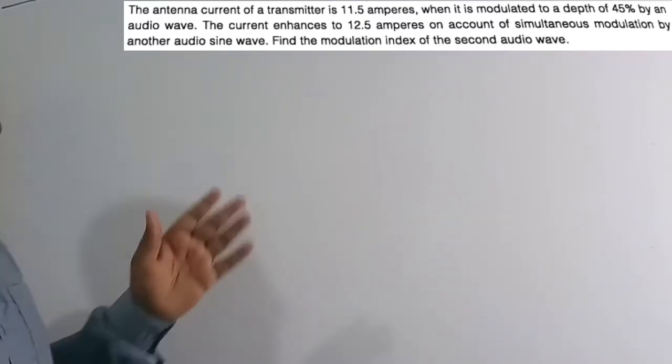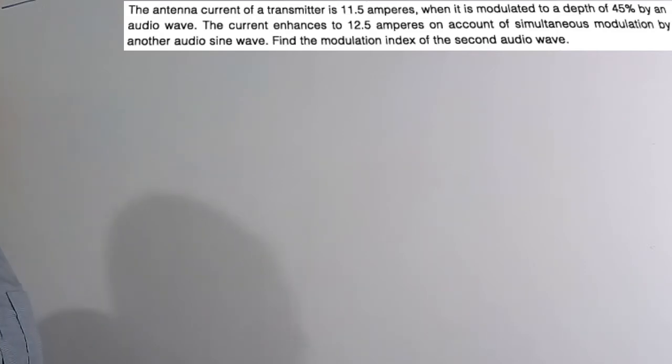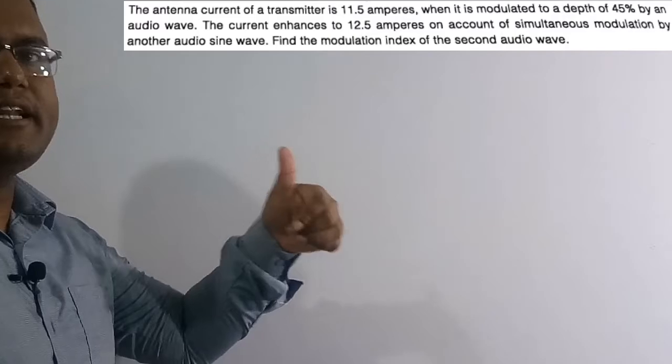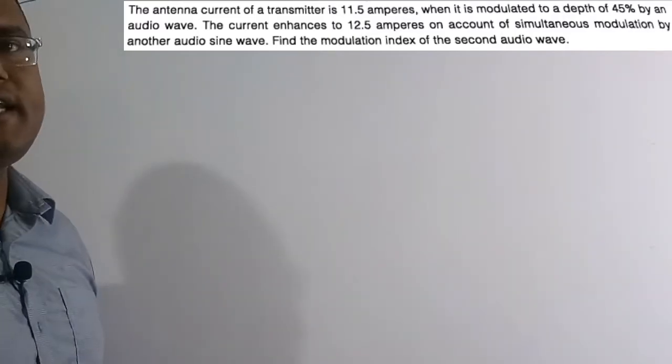So in this question they have given the transmitter's antenna current for one wave, meaning the first message signal. For that message signal with respect to the carrier, we got the current IT.